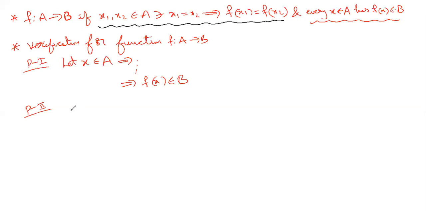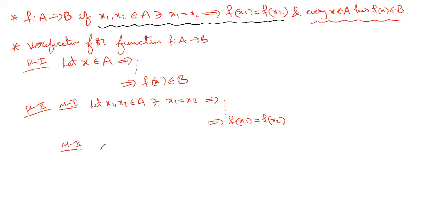For that one and only one image, method one is: let x1, x2 belong to A such that x1 equal to x2, and you do the sequence of steps and get f of x1 equal to f of x2. This is one method to verify whether the second condition is satisfied or not. And the second method, we use the graph method. In case it's a real function, the graph method is the vertical line test.